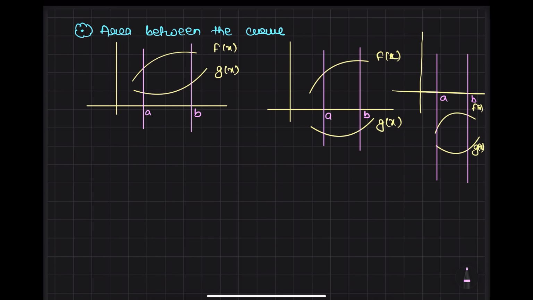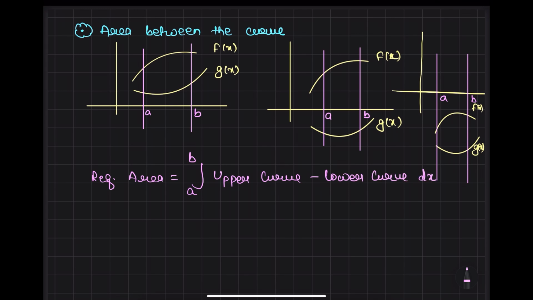Just look at here. So you will be writing required area equals integration from a to b, upper limit and lower limit, and then you will be writing upper curve minus lower curve, and then you are calculating with respect to dx. So this will become dx. So this is the situation by which we will be handling these situations.